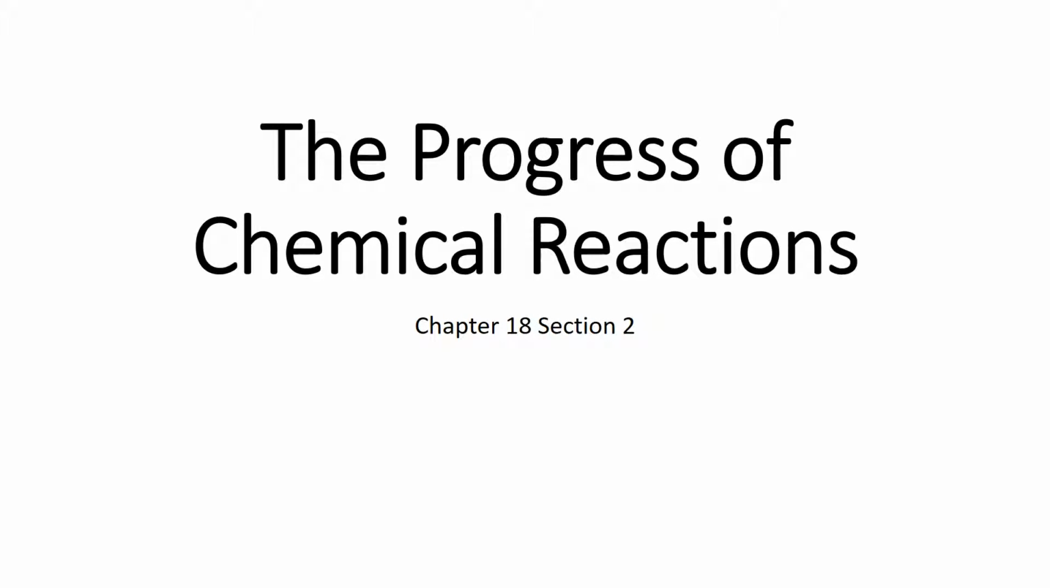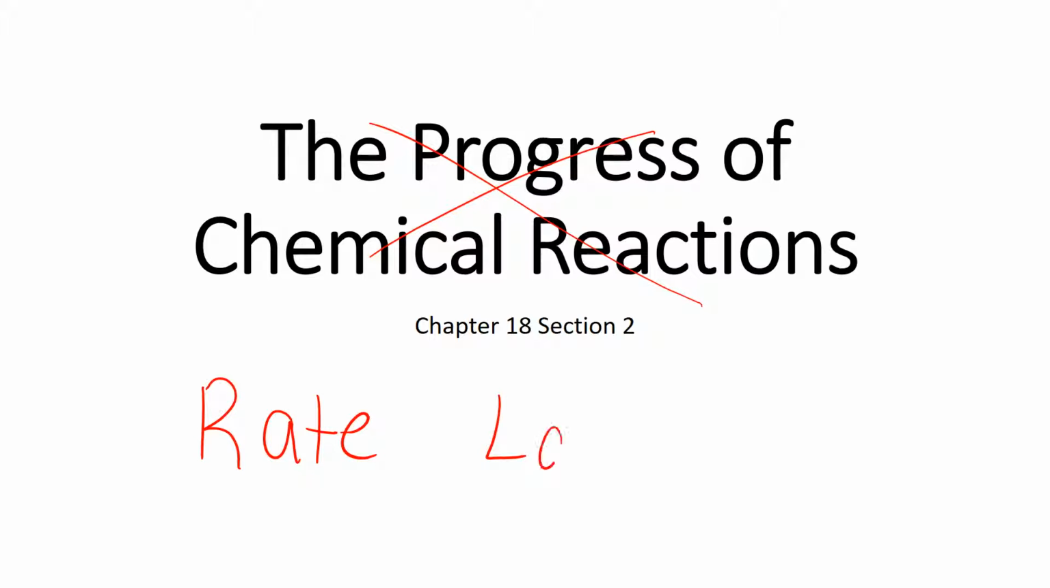Hey everyone, so let's go ahead and get started with talking about the progress of chemical reactions as part of Chapter 18, Section 2. The title of this section is actually kind of weird to me, like progress of chemical reactions. It sounds a little awkward. So I'm going to retitle it myself, because I can do that, and call it Rate Laws. And we're talking about rate laws as a way to mathematically express the rate of a chemical reaction, which we talked about previously. So let's go ahead and get started with rate laws.